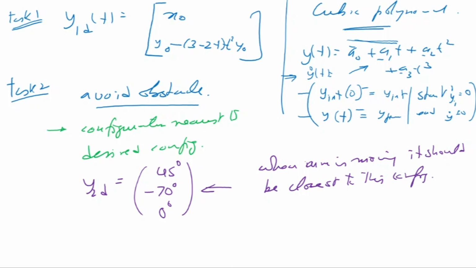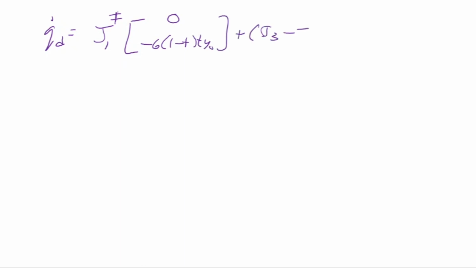Next, if I take the derivative of this equation, since I've written the position equation, I get q dot d equal to J1 hash into 0 minus 6 1 minus t into y naught plus I3 minus I1 hash into J1 into H2 into y2d minus y2. This is a constant. What is this? This is the difference between the present position and the desired position.